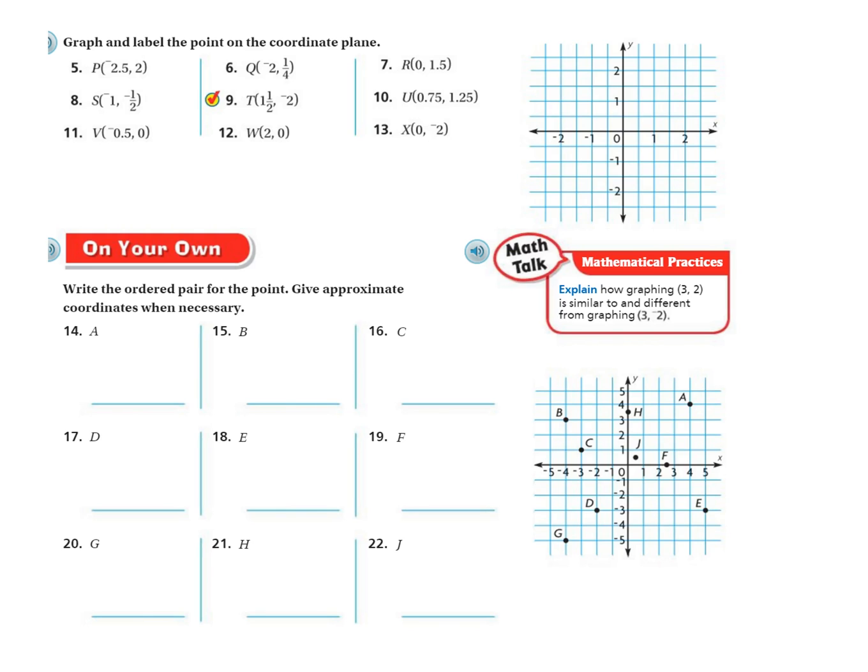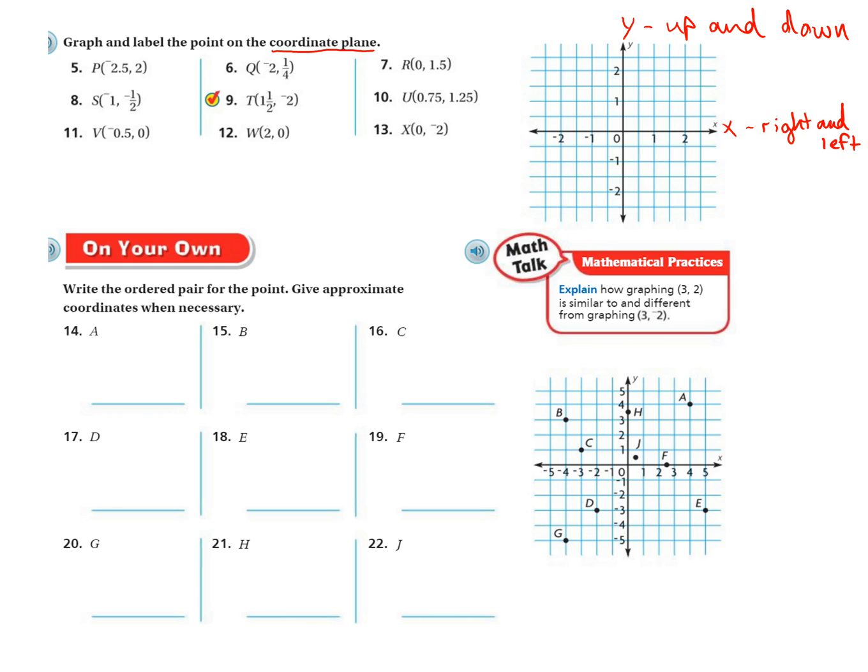I'm now on page 129 in your big math book. Follow along. Okay, it says graph and label the point on the coordinate plane. Again, this is the coordinate plane. This whole thing is the coordinate plane. We have the y and the x axis. The y-axis goes up and down. And we have the x-axis. It goes right and left.